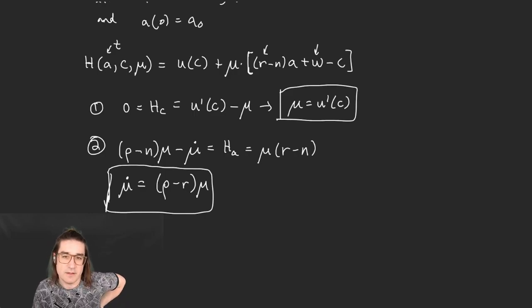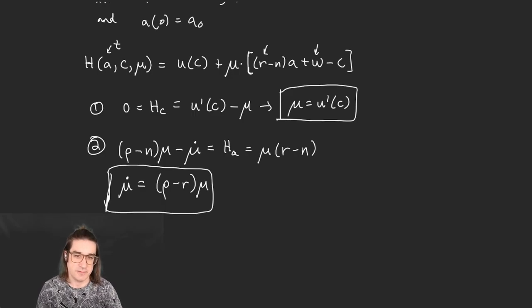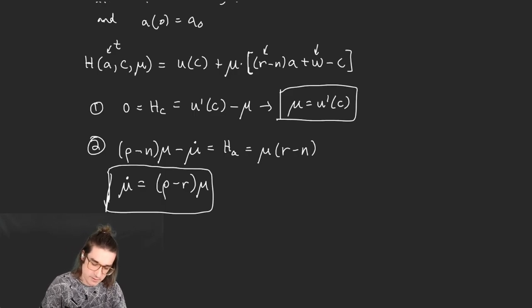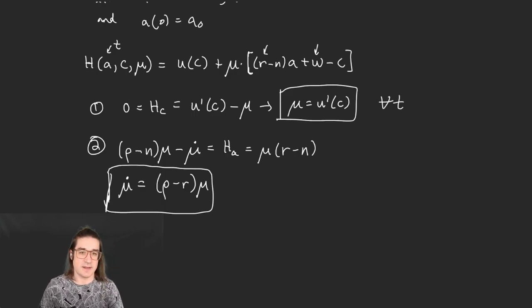The key though is that the first equation actually isn't a differential equation. It's just an equation that's true at every time, so this is like for all t. I mean, they're both for all t, but this is sort of independently true for all t. So since that's true for all t, we can take the derivative of it and we get an expression for mu dot, and maybe we can combine that in such a way that we can eliminate mu. So that's basically what we're going to do.